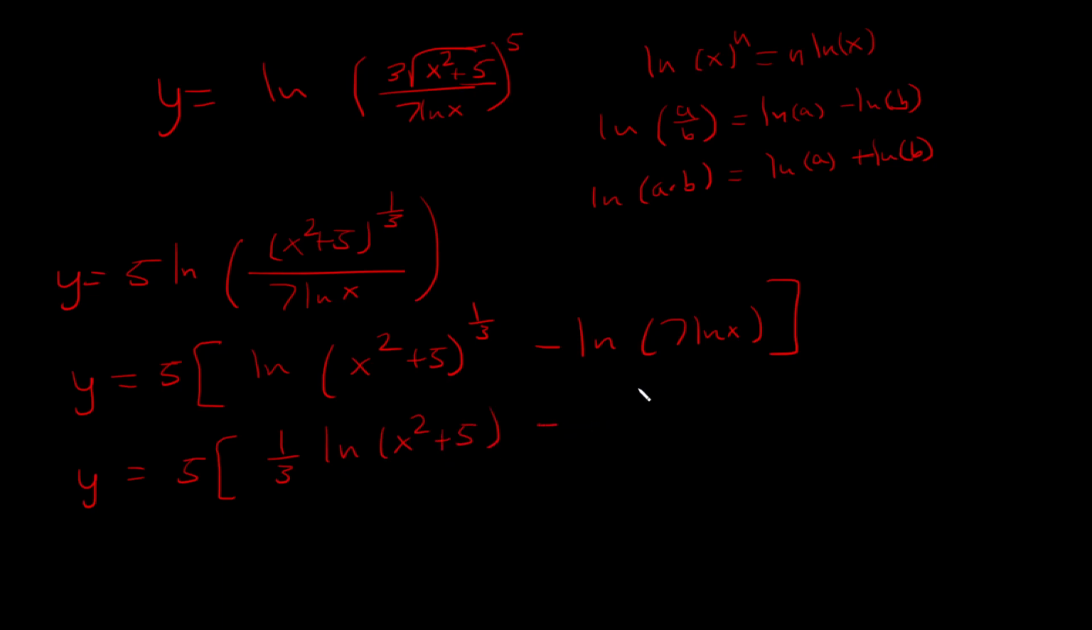minus, and here you have the option of breaking this up further. I'm going to show you that step just for practice. So this negative, you want to factor that out and then deal with ln of 7 times ln of x, which is this last property here. You're multiplying the 7 to ln of x, which means you need to add those two.